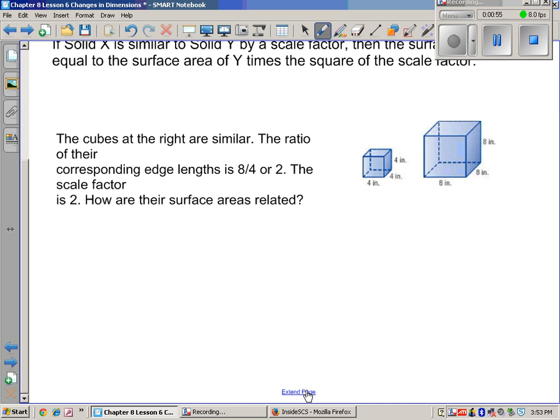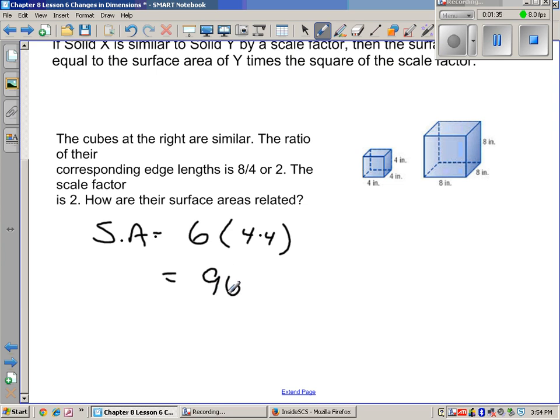If we take a look at the surface area of the smaller one, surface area equals, the cube has 6 sides, and each side is 4 by 4. We multiply that out. 6 times 16 gets you 96. Surface area is 96 for the small one.